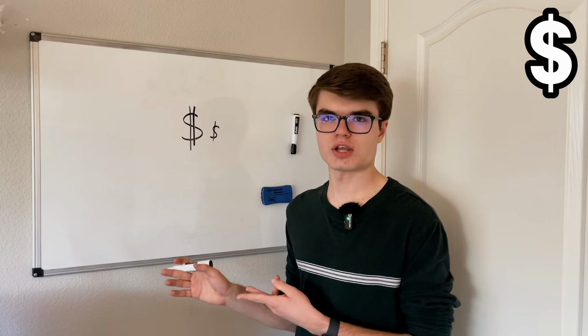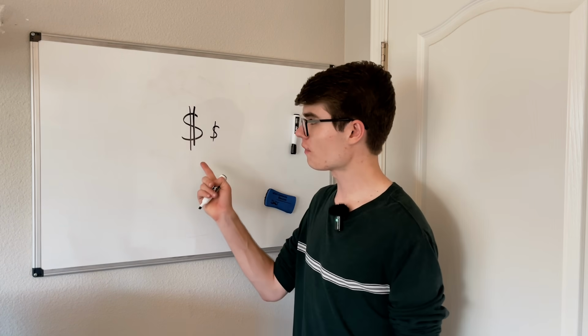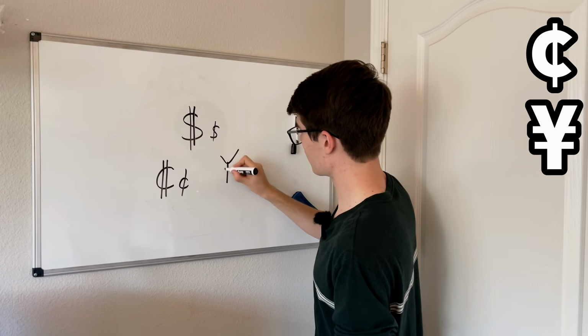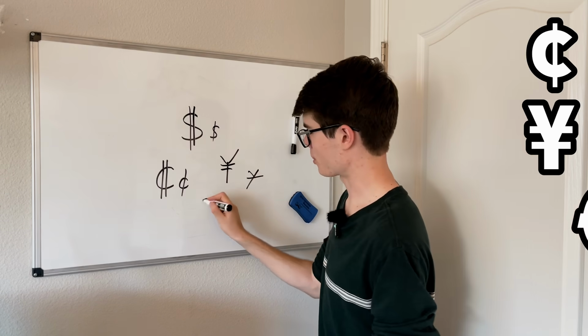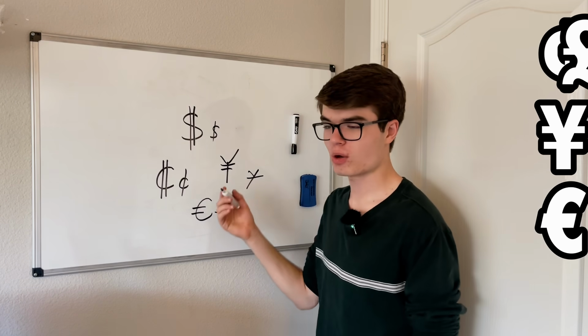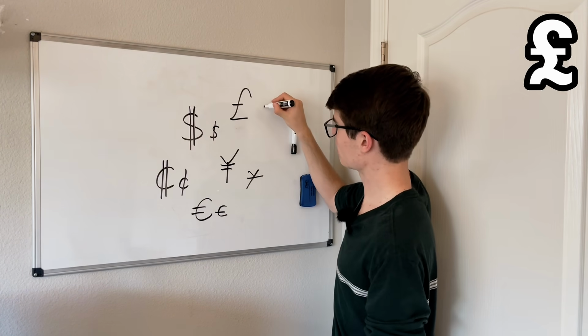Now, I'm not gonna sit here and do this for every single currency, but I'll cover the major ones. Save for one, they all follow this same principle. Uppercase with 2 lines, lowercase with 1 line. The only one this doesn't work for is the pound symbol.